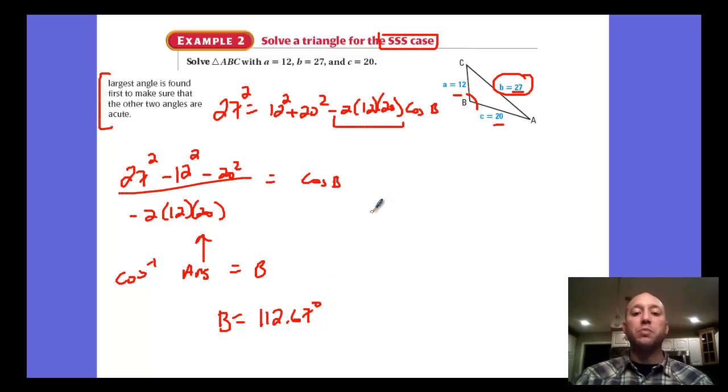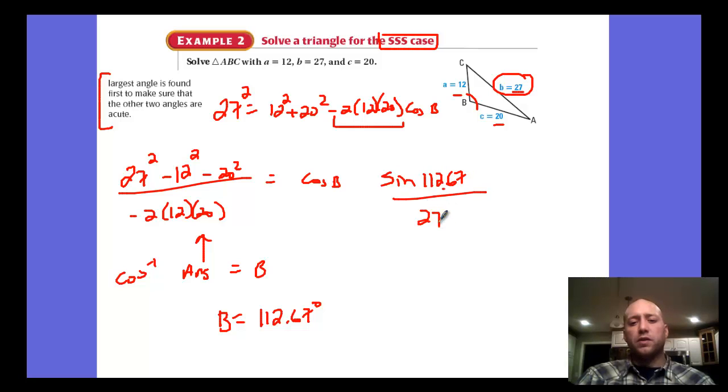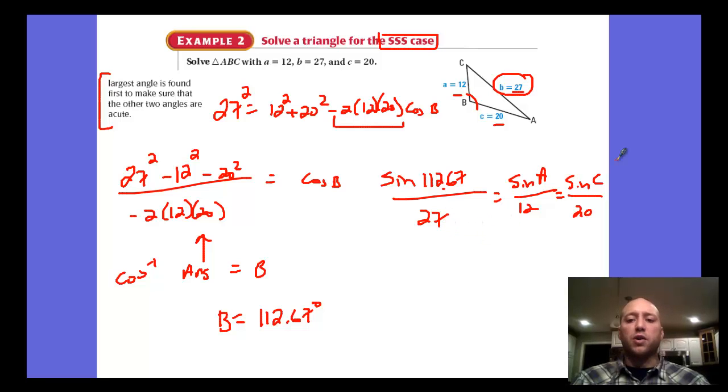Now that we have that, we know that's an obtuse angle. The other two have to be acute angles, so there's no possibility to have a second triangle if we use the law of sines. So I can do sine of angle B over 27, and that's going to equal the sine of A over 12, and equal to the sine of C over 20. And I can just cross multiply to solve for those unknowns.